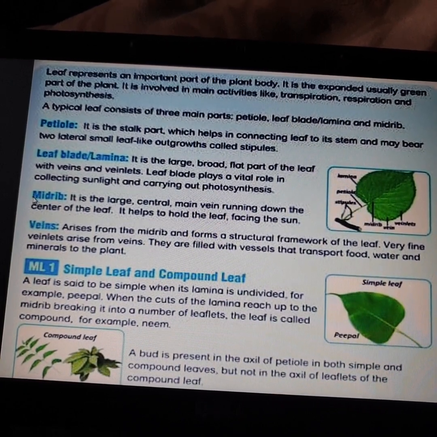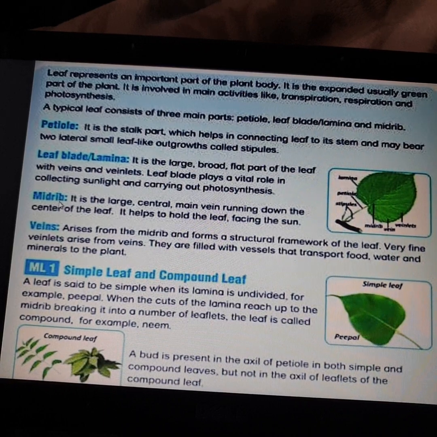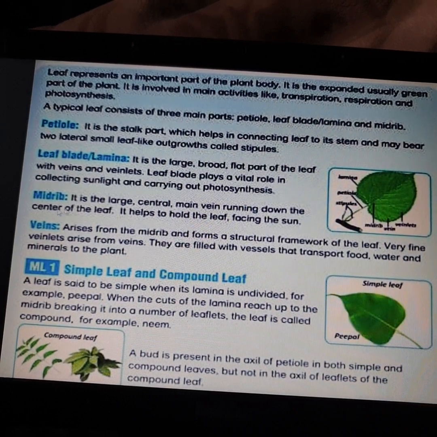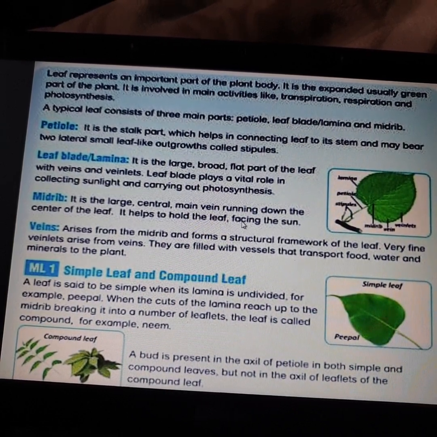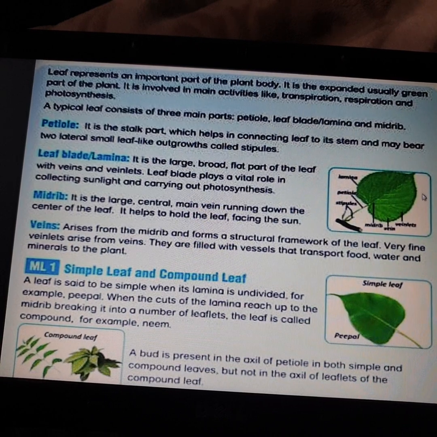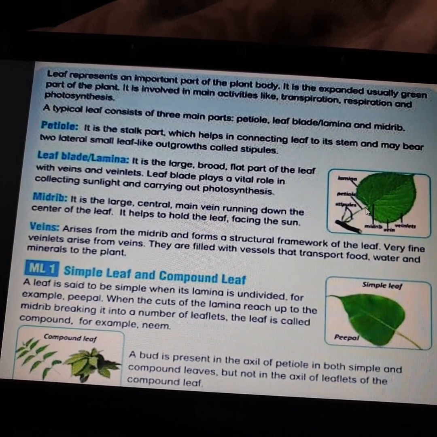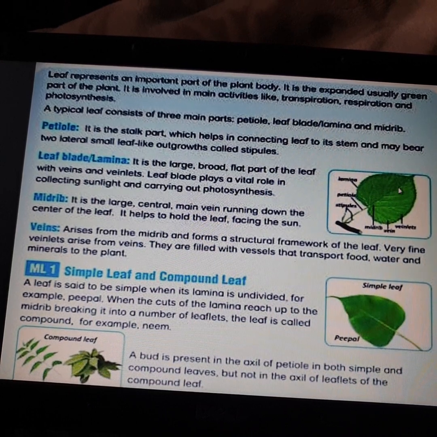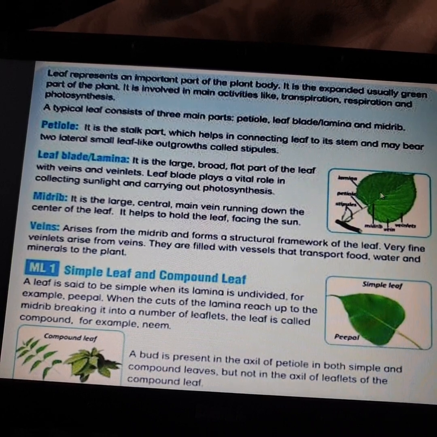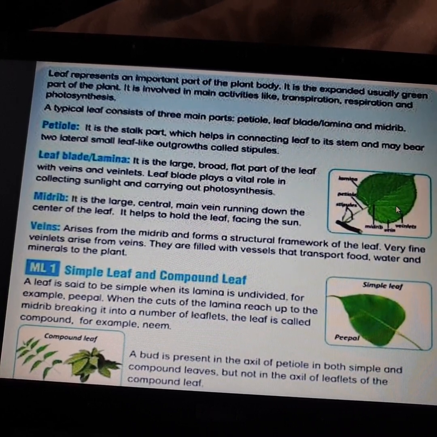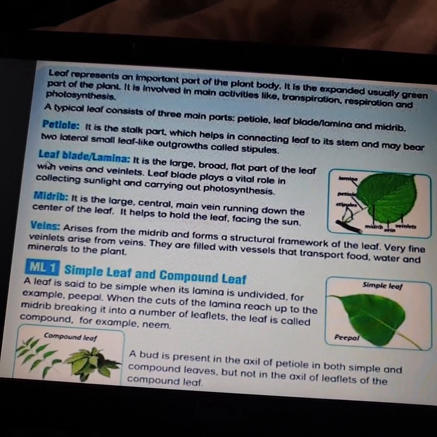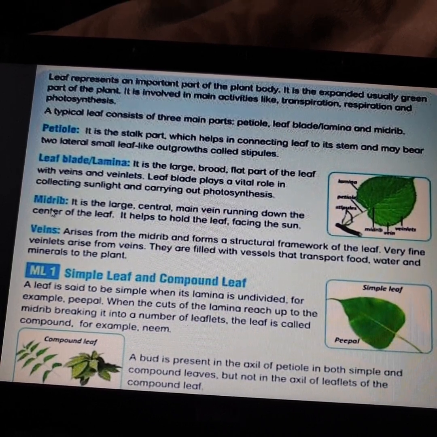Next we have one more part called midrib. It is the large central main vein running down the center of the leaf. It helps to hold the leaf facing the sun. So it is just like our backbone. As we all have a backbone, even this leaf has a backbone. That is called midrib. So you can see this, it starts from here. It is connecting the complete leaf. It is in the middle of the leaf, holding the veins and veinlets together so that it must face only towards the sun. So these are the three important parts of a leaf.